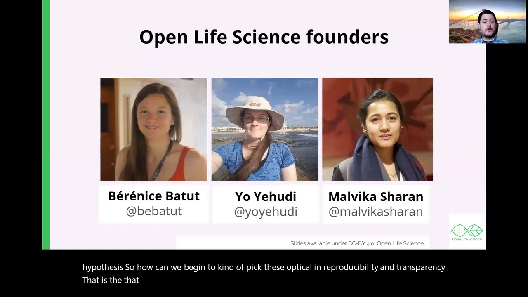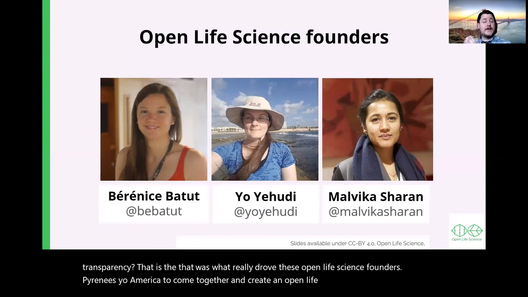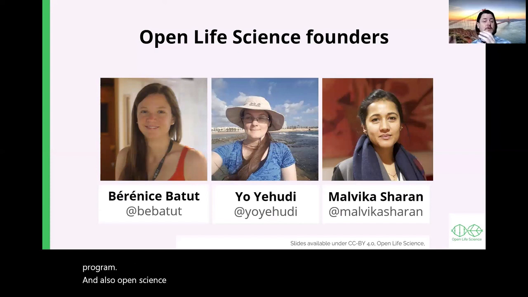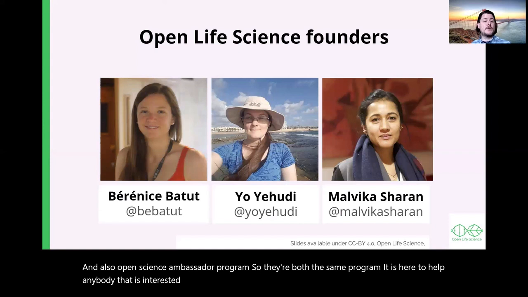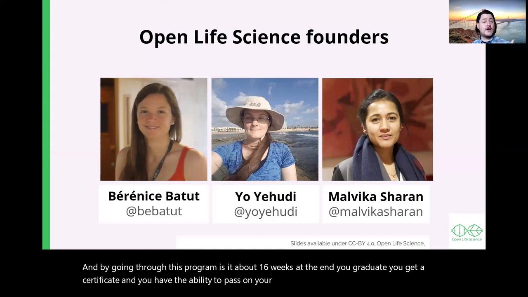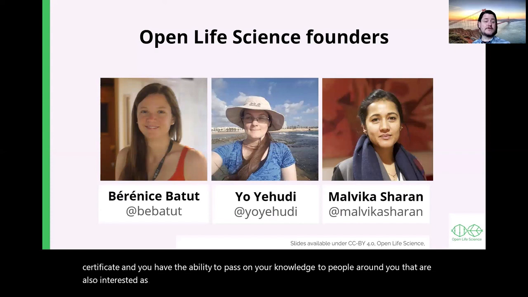That was what really drove these Open Life Science founders, Berenice, Yo, and Malvika, to come together and create an Open Life Science mentor-mentee program, and also an Open Science Ambassador program. So they're both the same program. It is here to help anybody that is interested in learning more about open science and how they can incorporate it into their work. And by going through this program, which is about 16 weeks, at the end, you graduate, you get a certificate, and you have the ability to pass on your knowledge to people around you that are also interested, as well as coming back to Open Life Science to be part of the growing community.